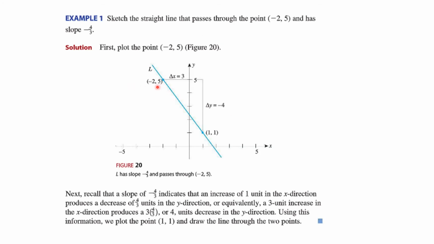So you have to go through the point (-2, 5), and then the slope is to be -4 over 3. So if x goes plus 3, then y goes down 4. So your next point is going to be, if you add 3 to the x coordinate, you get 1, and if you subtract 4 from the y coordinate, you get 1. So the other point is (1, 1). Two points determine a line, and we draw the line through those two points.